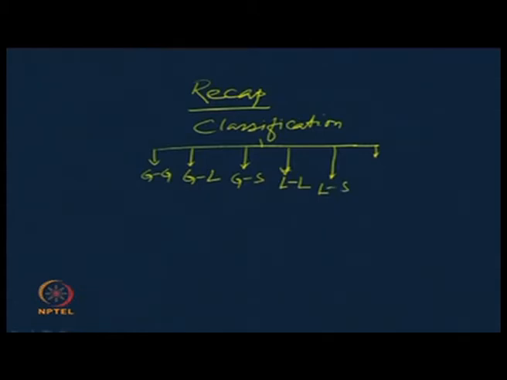And we have seen there are 6 phases of contact: gas-gas system, gas-liquid system, gas-solid system, liquid-liquid system, liquid-solid system and solid-solid systems. And we have explained, based on the phases in contact, what are the examples in each category.